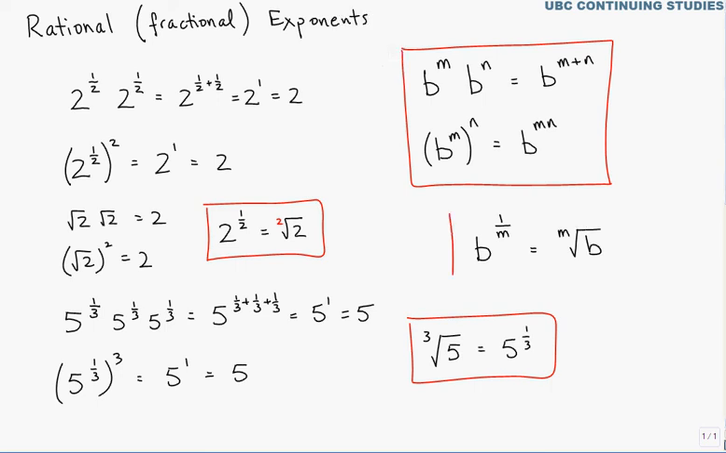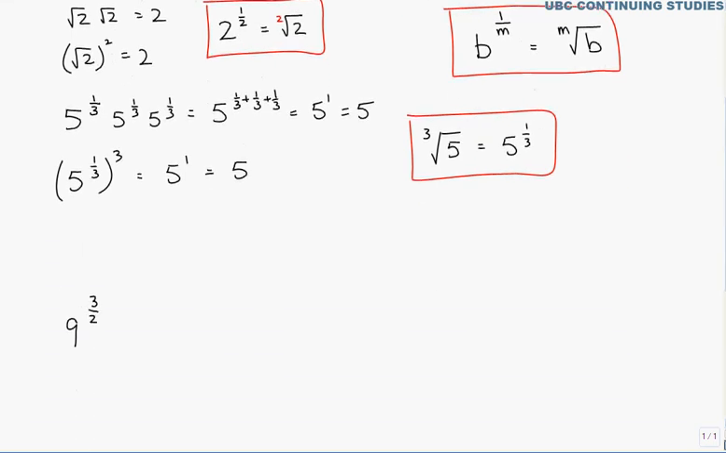And this is the rule that links any rational exponent with any radical. So if the exponent is a half, that means you're taking the square root of it. If the exponent is a third, that means you're taking the cube root of it. And we can go further. If your exponent is a quarter, that means you're taking the 4th root. If your exponent is a 10th, you're taking the 10th root.